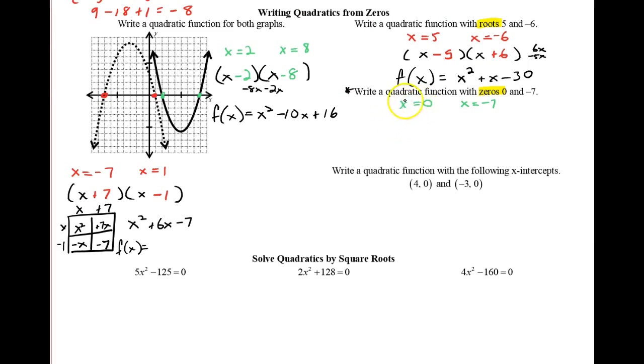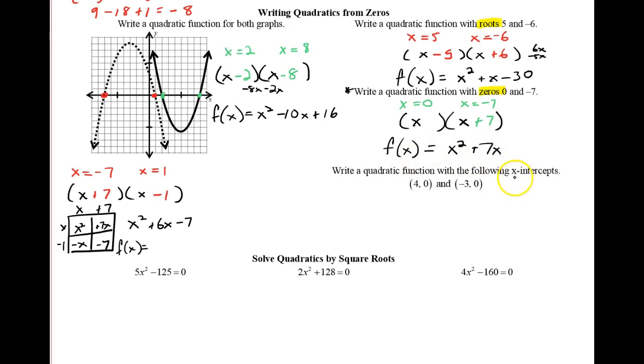So now here, this is where students kind of get confused a little bit. If you want, you could say x plus 0. If you want to say x minus 0, it doesn't matter for 0. And this would be x plus 7. And so you could keep the 0 here and multiply it out, but that's just an extra step, because x plus 0 is just x. So now when you multiply this, your function, f of x, is just going to be x squared plus 7x.